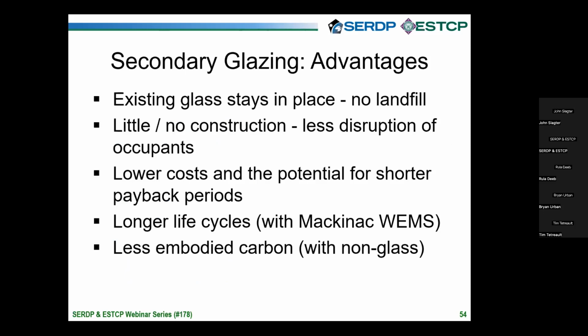And with Mackinac WEMS products, we have longer life cycles than you do with a replacement window because we do not have a sealed system. It's not filled with gas. The coatings that we use for low E are stable when exposed to the air. They will not corrode. And the materials are very durable and resilient. We don't know for sure how long they can last, but we do know that units with similar materials have been in the field for over 40 years with no degradation of property. So we're very hopeful that this will outlive me anyway.